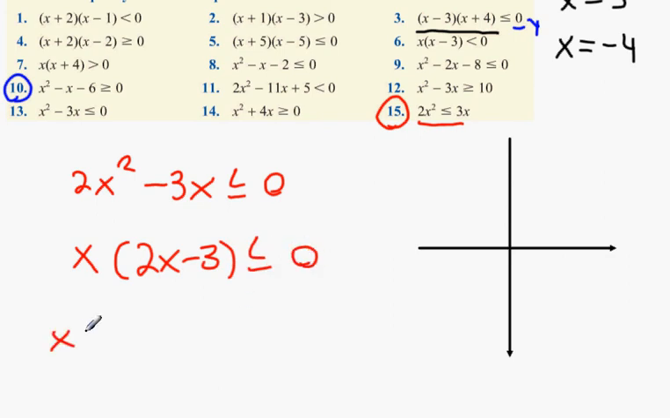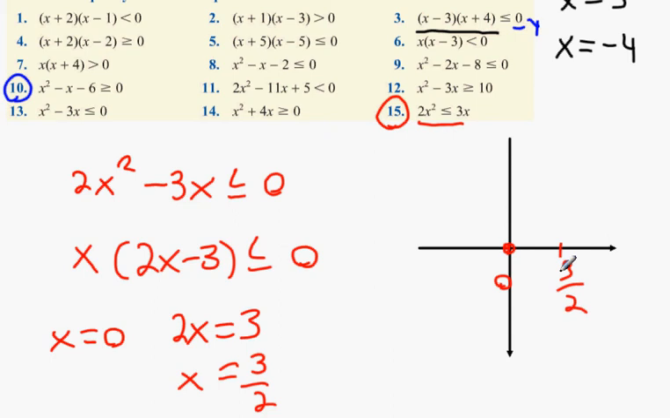Now this means x is equal to 0, or 2x is equal to 3, so x is equal to 3 over 2. This means there are two values, 0 and 3 over 2. Once again, is it a U-shaped graph? It is a U-shaped graph. So it goes down and around and back up. I don't know how far it goes down, to be honest.